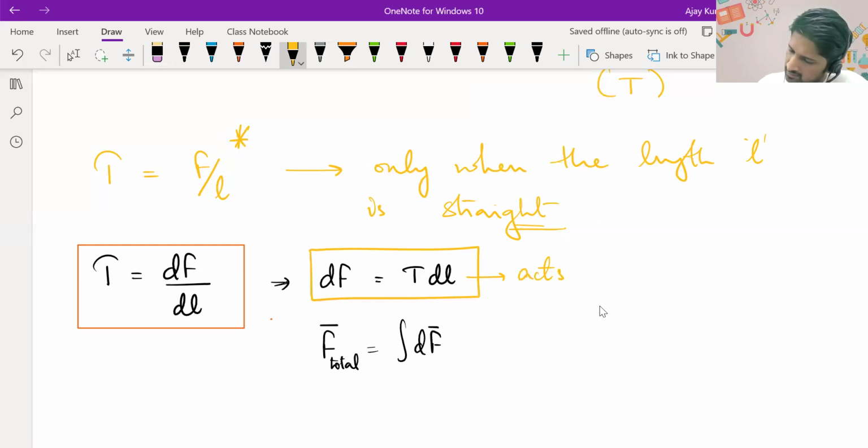It acts perpendicular to the length dl. What is this length dl? Any small length you consider on the surface of the liquid, even at the boundary of the surface.